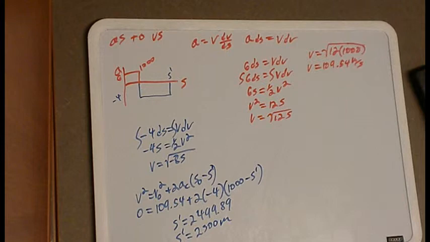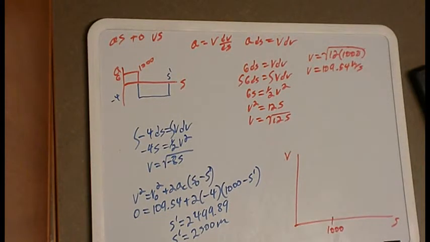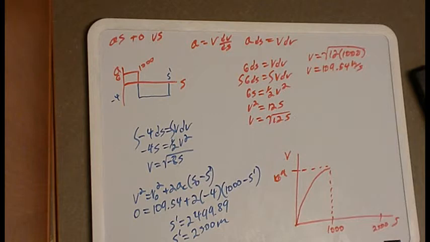Now we have all the information needed to create our VS graph. So our vertical is going to be our velocity, our horizontal is going to be our distance. We know that we are looking at 2 points, our point of velocity at 1,000 meters and at 2,500 meters. And our maximum velocity is 109 meters per second. So our first curve is going to be the square root of 12s, which is going to start at 0 and go up to 109 meters per second at 1,000 meters.